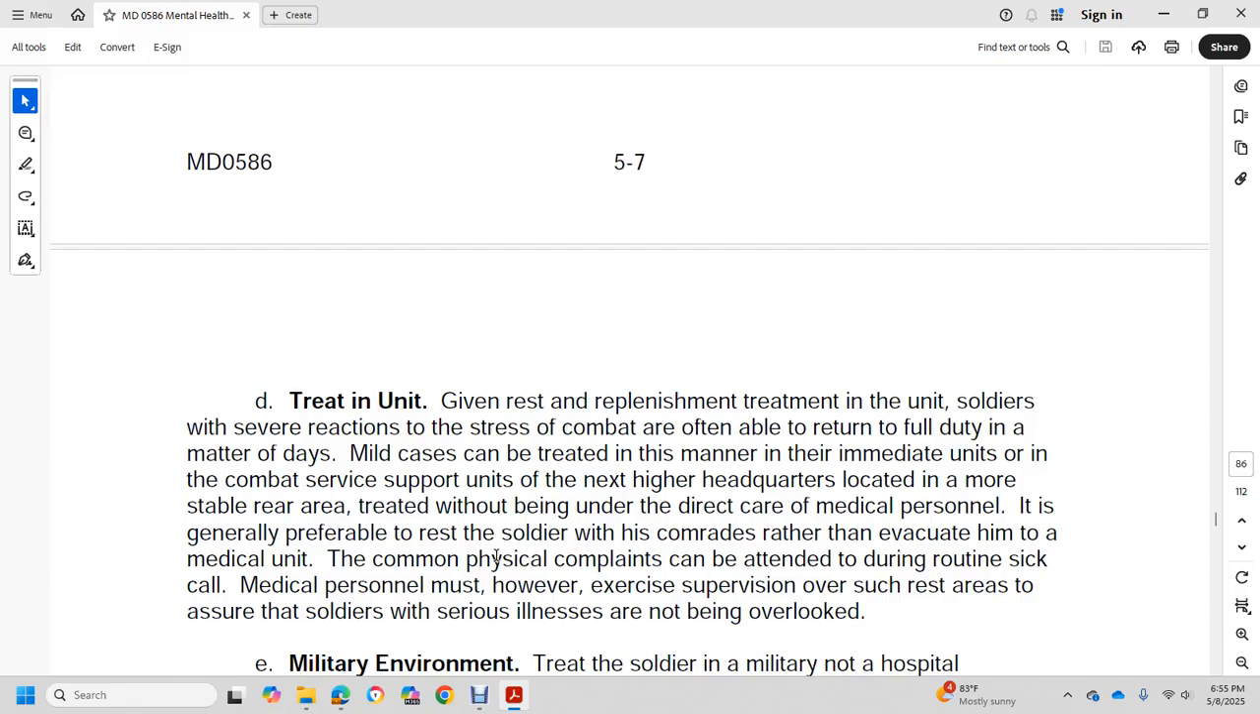It is generally preferable to rest the soldier with his comrades rather than evacuate him to a medical unit. Common physical complaints can be attended to during routine sick call. Medical personnel must, however, exercise supervision over the rest area to ensure soldiers with a serious illness are not being overlooked.